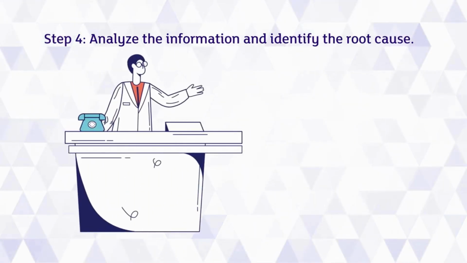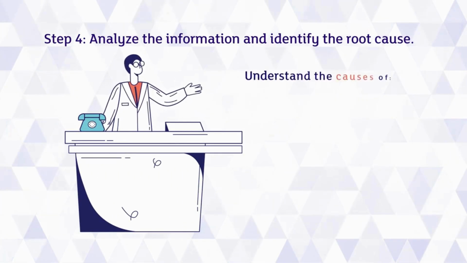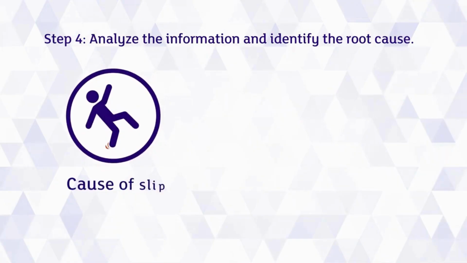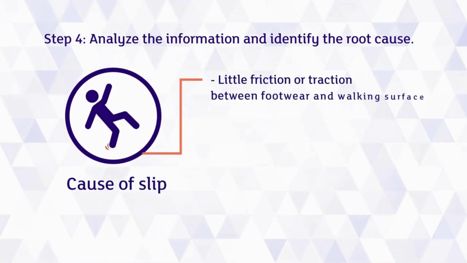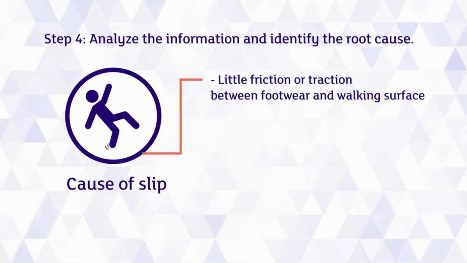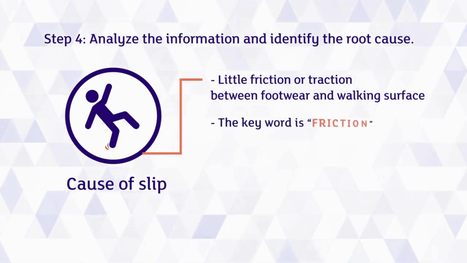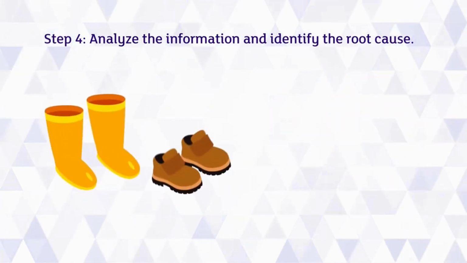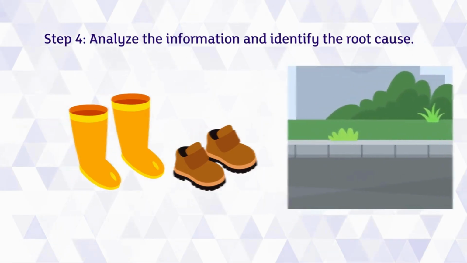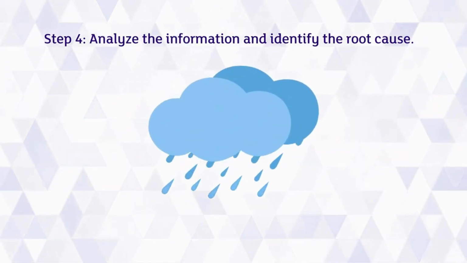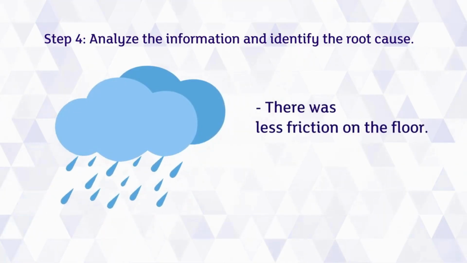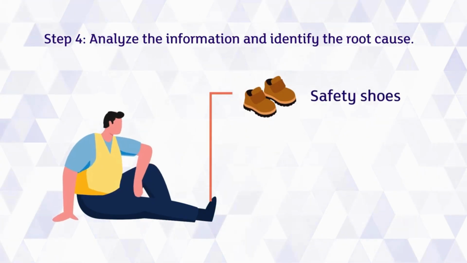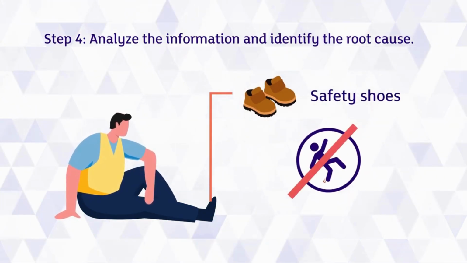In order to identify the root cause, we must understand the causes of slip, trip, and fall. Slips happen when there is little friction or traction between the footwear and the walking surface. The keyword is friction. And where do our friction come from? Our footwear and the floor. In this case, it was raining and there was less friction on the floor, but the worker was wearing safety shoes. Therefore, it is unlikely that the accident is caused by a slip.